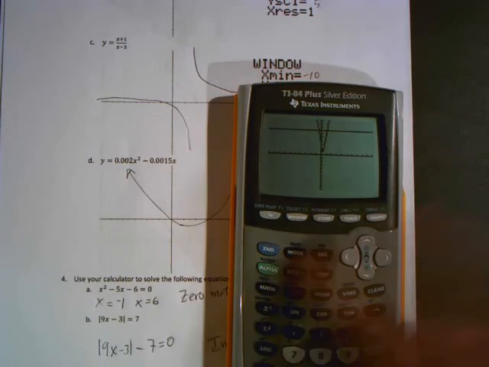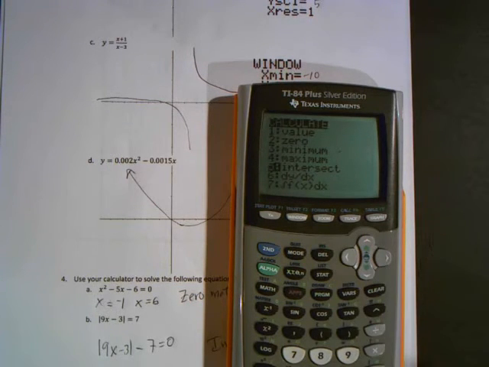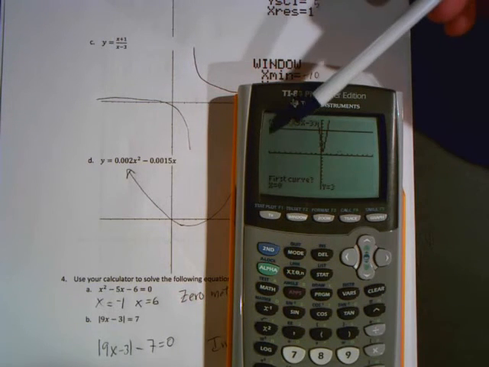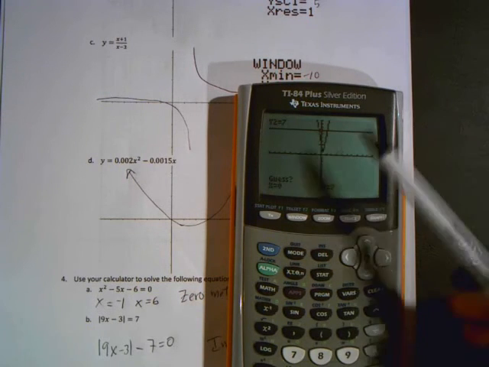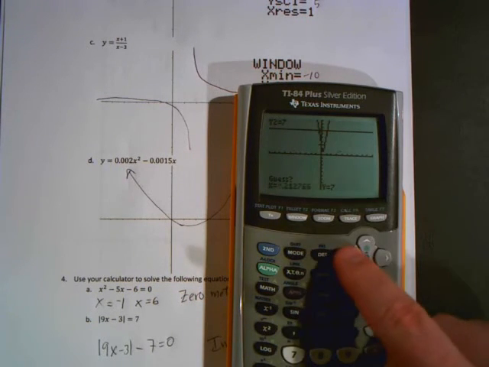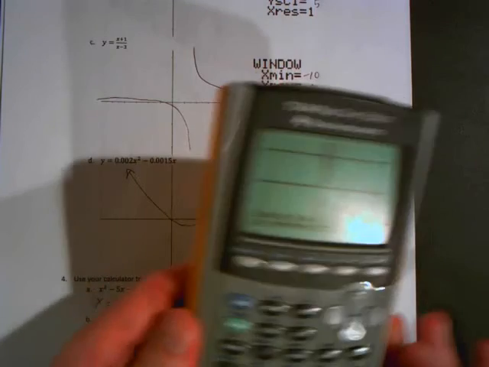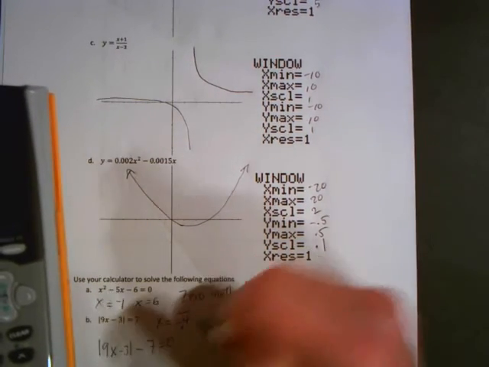I go into that calculate menu again, down to intersect. It asks me, is this the first equation? Notice up here it's got y1 equals ABS. Yeah, that's the first equation. Then it jumps to y2 equals 7 and asks, is it the second equation? Yes. Then it wants a guess. Again, there are two answers, so I get close to one of them. I'm going to get close to the one on the left, and hit enter, and it tells me one answer is negative 0.44444 going forever. So x equals negative 0.4 with a bar over it.